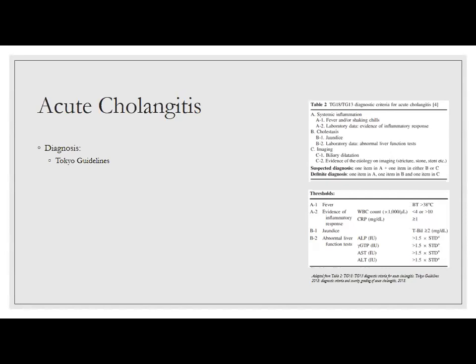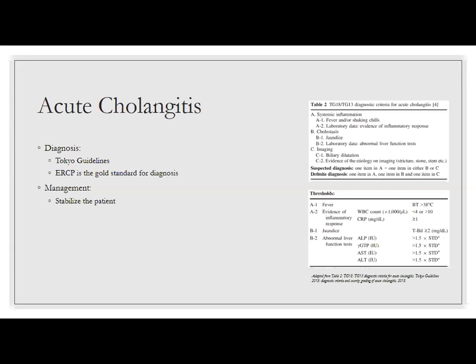How do we diagnose acute cholangitis? So we have the Tokyo guidelines here. To make a definite diagnosis, you should have one from A, B, and C. So that would be systemic inflammation like fever, white count, elevated CRP, jaundice, elevated T-bili, and then evidence on the imaging like biliary dilatation, or stricture, or stone. And then ERCP is the gold standard for diagnosis.